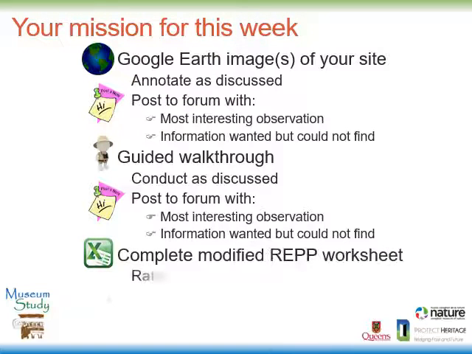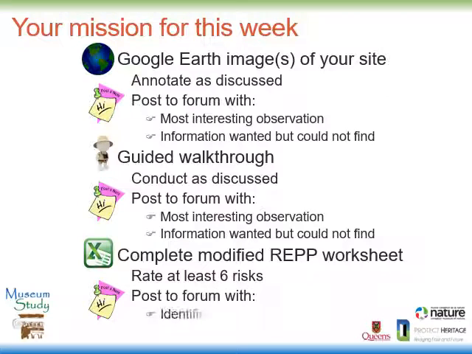And then finally, complete the modified REPP worksheet and rate at least 6 specific risks, and then post to the forum with your identified and defined risks and the risk ratings that you obtained for those. So 3 major tasks. After each task, we want a very brief reporting to the forum on how it went.